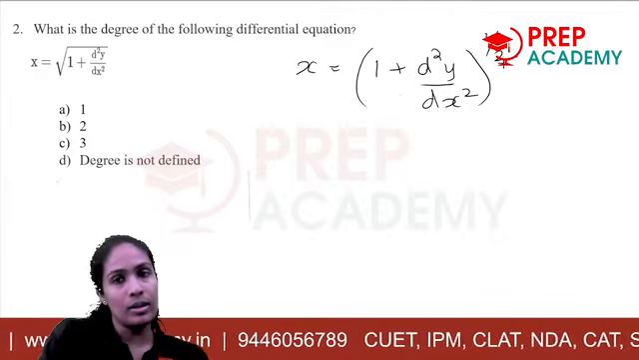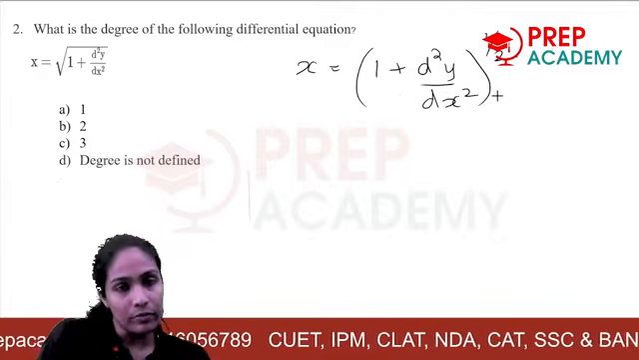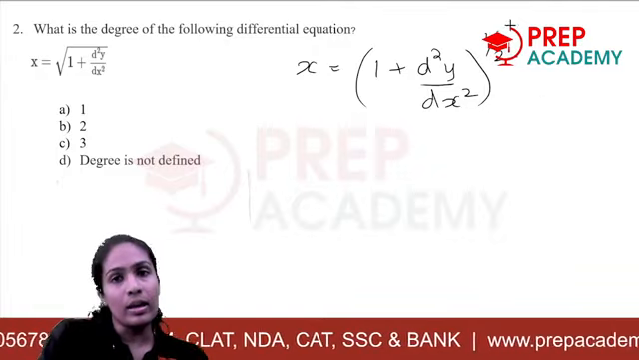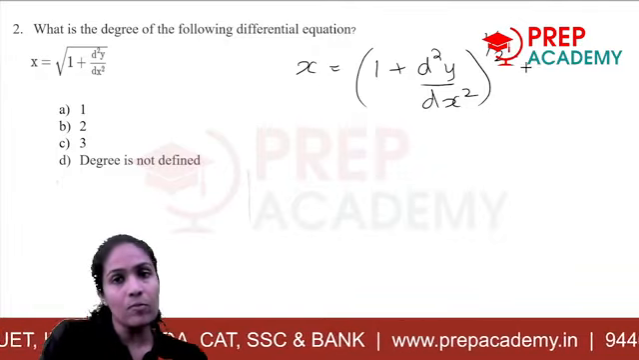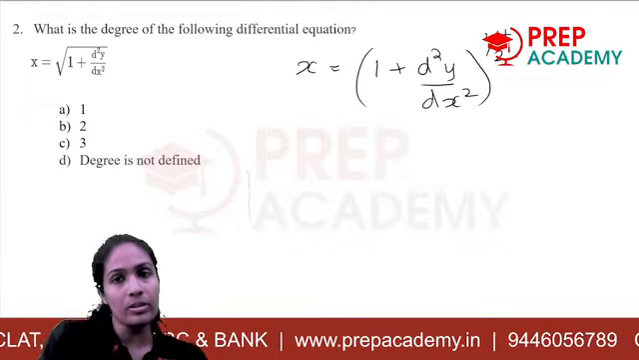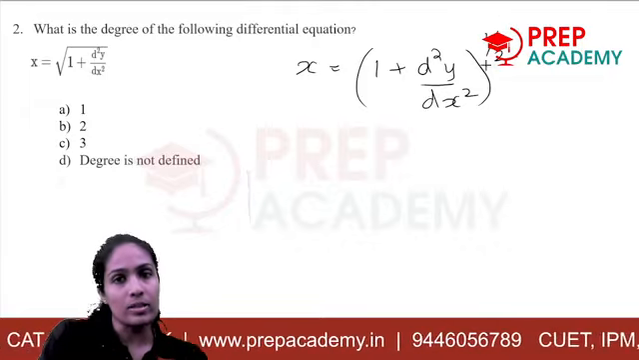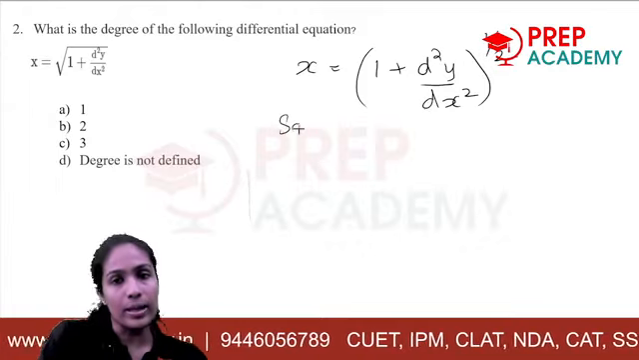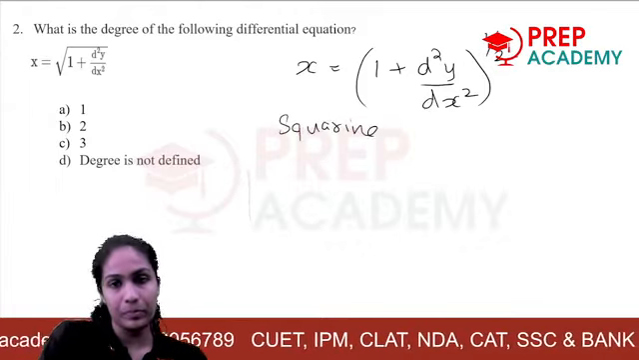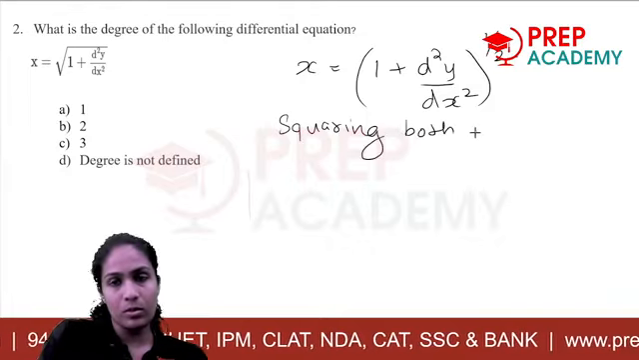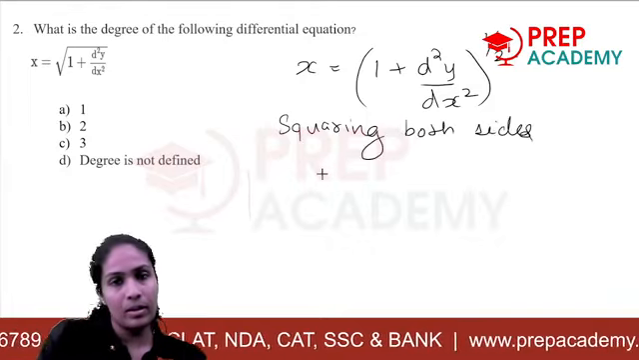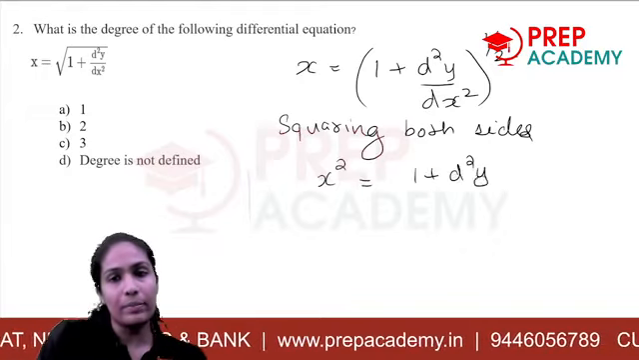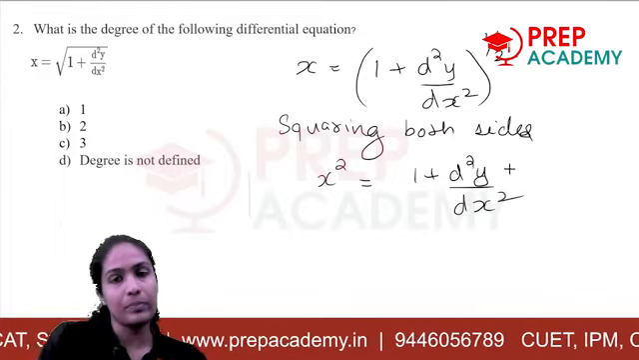But before finding the degree or order, you have to convert the equation into the standard form where the powers are whole numbers. Here the power is a fraction, that is 1 by 2. So to change that into a whole number, we are squaring both sides. So on squaring both sides, x square is equal to 1 plus d square y by dx square.